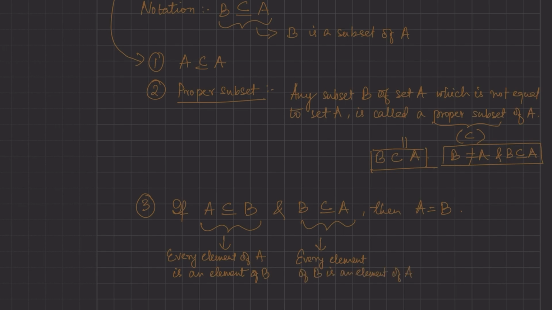Now obviously both the sets A and B cannot have any other elements which are not present in the set which it is a subset of. So if every element of A can be found in B and every element of B can be found in A, then A and B both have the exact same number of elements. Hence, we say that both these sets A and B are equal.